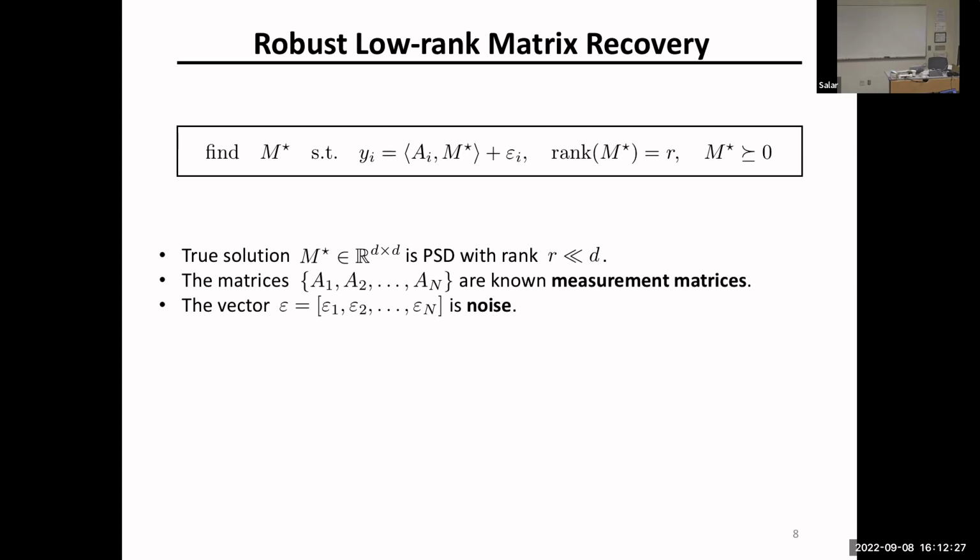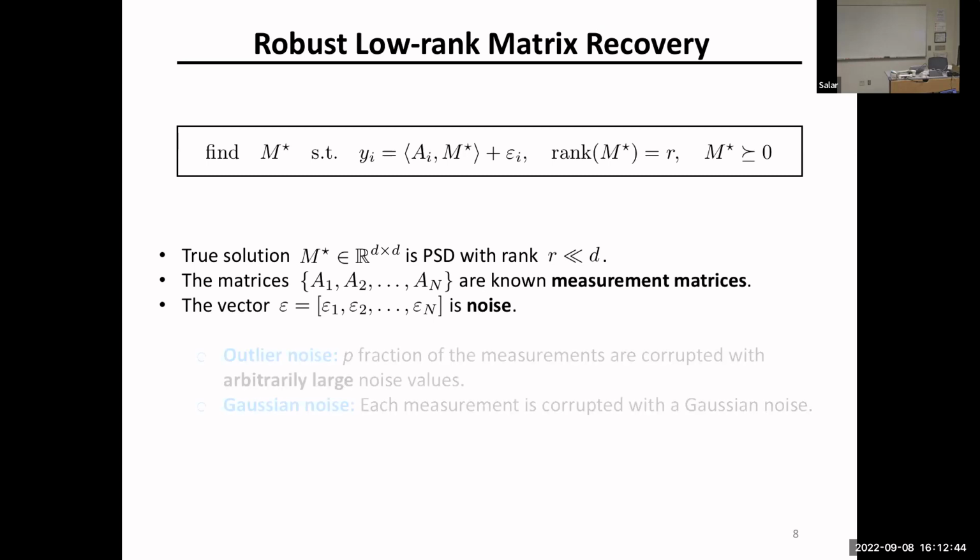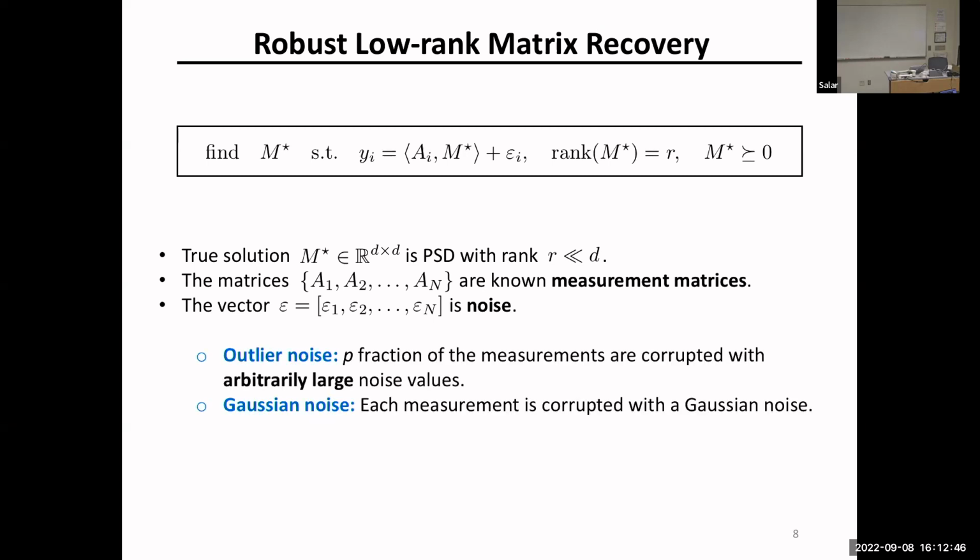We assume that it's low rank, the rank is R, and R is significantly smaller than D. The matrices A1, A2, all the way to AN, are known as measurement matrices. They define the measurements that we have, and this epsilon here is a noise vector.